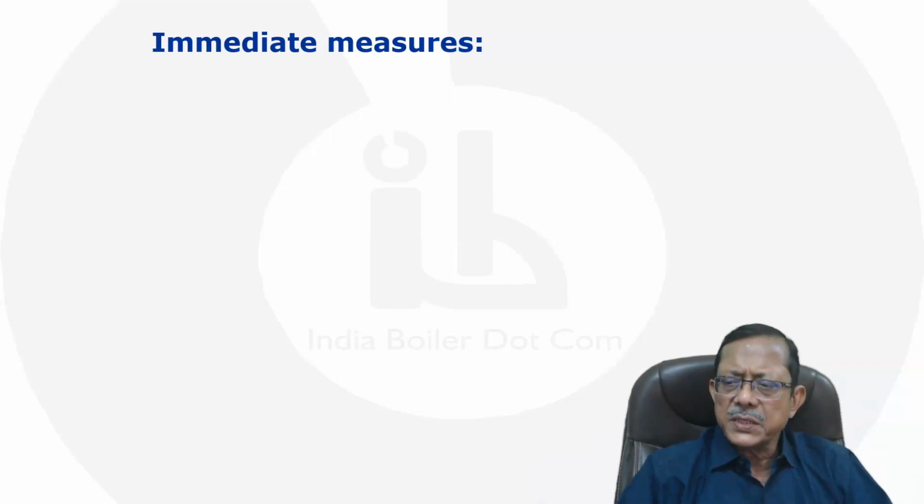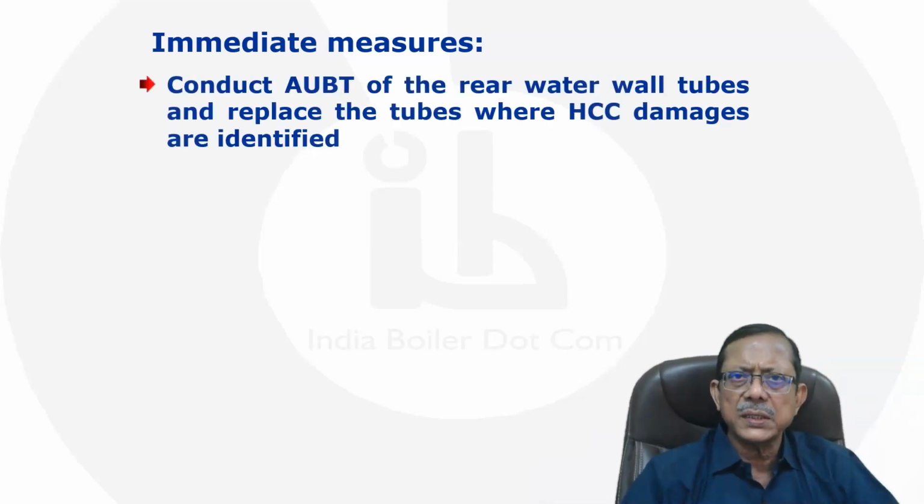So in immediate measures, the first thing I suggested was to conduct the AUBT, which is basically an advanced ultrasonic test. It's called back cluster test, to identify the embrittlement cracks in the nearby vicinity tubes, right? Which they have immediately conducted, and they found quite a number of tubes affected by this, right? Which they have replaced.